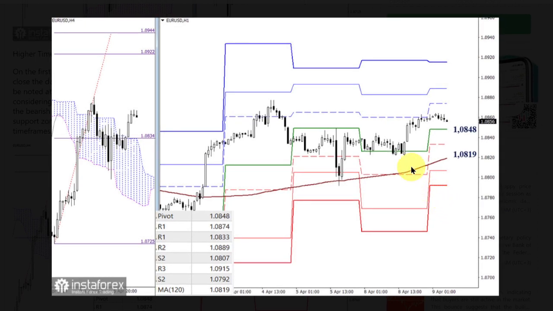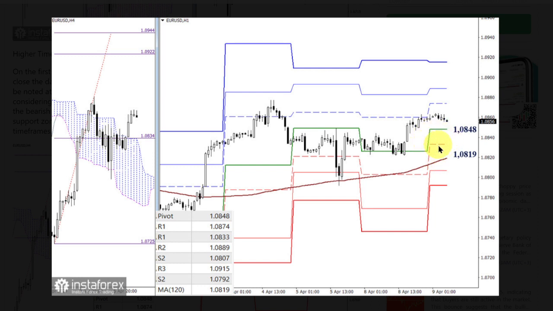Bulls continue to trade in the correction zone, maintaining their position above key levels, which are now at 1.0848, the central pivot point of the day, and 1.0819, that's the weekly long-term trend. Intermediate support during correction development may also be provided by 1.0833.